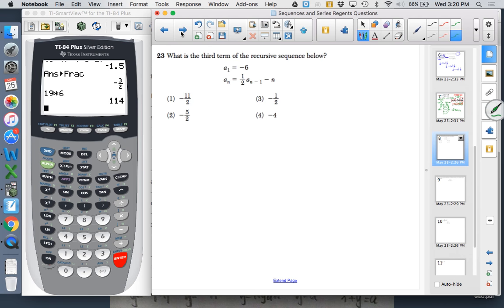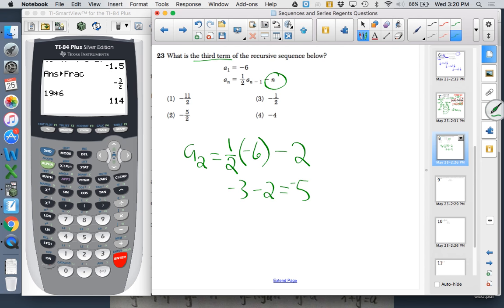All right, but that's sigma notation. Another recursive here. The third term in the sequence. Okay, you want to find it. Here's the second term. Half of the previous term, half of negative 6, minus the n. Well, n here is just 2. So half of negative 6 is negative 3, minus 2 is going to give me negative 5.